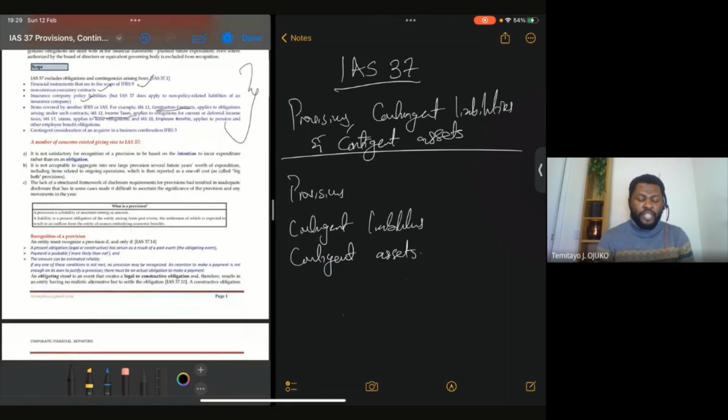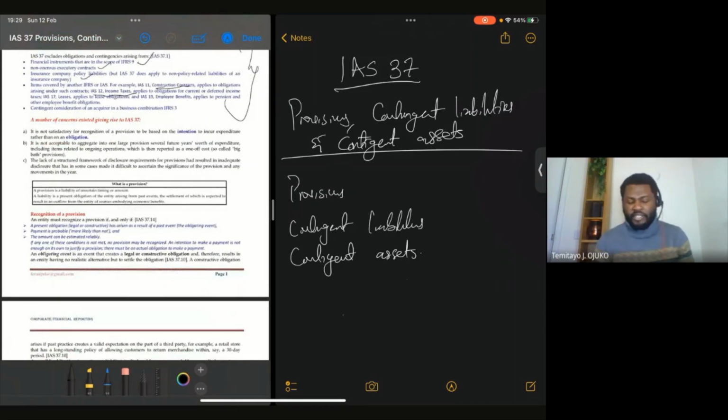Okay, now the thing is, what actually led to IS 37? What were the concerns before IS 37 was actually released? Because something must have led to something before a standard is released. Either there was an issue or there's an inadequacy. So what was the main issue? Now, the first thing is it is not satisfactory for recognition of a provision to be based on intention to incur expenditure rather than an obligation.